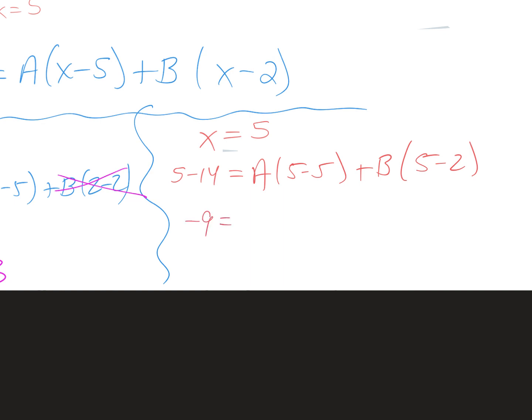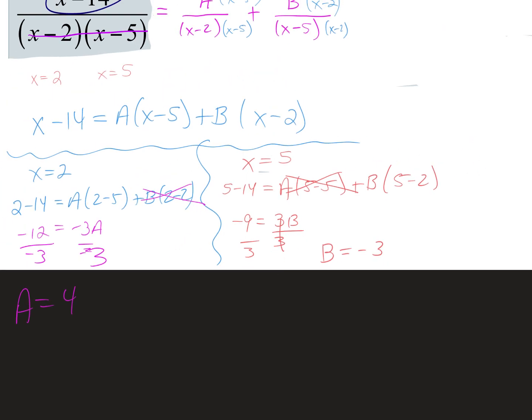Negative 9 equals, what's 5 minus 5? 0. What's going to happen with A here? Cancels out. Good, we're on the right track. What is 5 minus 2? So I have 3b, divide both sides by 3, and what does b equal? Negative 3. Good. So I now have broken down my 2 fractions. I broke it down into 2 fractions, and I found my constants that go on top of them.